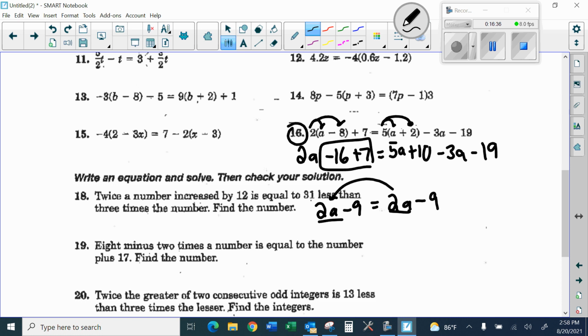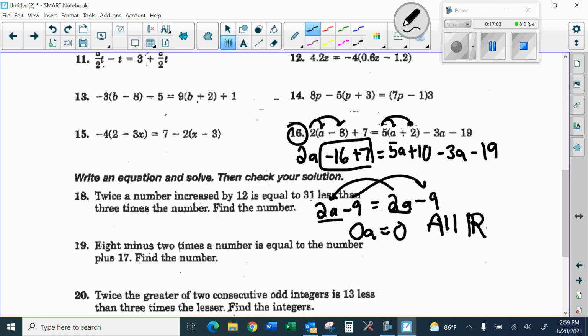So 2a minus 2a is 0a. Add that across: the opposite of negative 9 is 9, and 9 minus 9 is 0. So I have 0 times a equals 0. What number can I plug in there that will work? 0 times what number equals 0? Every single number works. 0 times anything is 0. So the answer is all real.